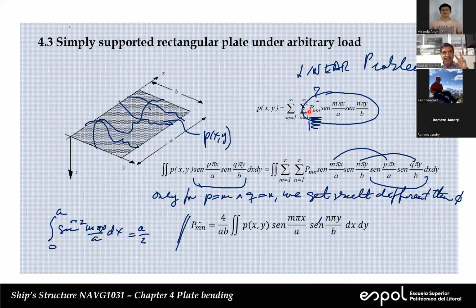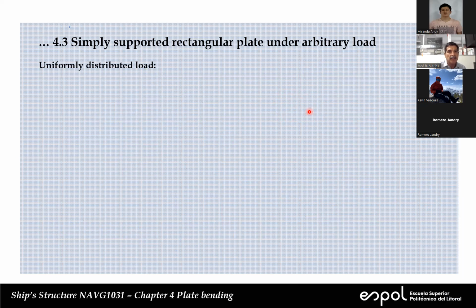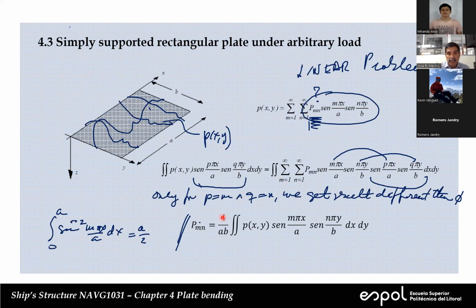Okay, so let's see two cases, which are the classical cases. Let's take a uniformly distributed load. So in this case, P of X, Y is going to be constant, and let's see what we obtain. In this case, we see that P of X, Y is just one number. We can apply this expression, replace here a constant, take that outside and integrate this.